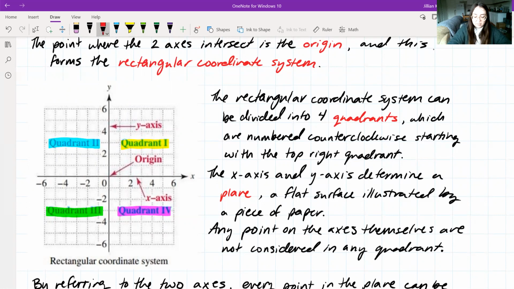So if we identified a point, maybe right here at this mark, which in this case would be a -1, 0 in our ordered pair, because our x value in this case is -1 and our y value is 0. In this case, if we had a point such as this, it would not be considered in a quadrant. If it is on one of the axes, it is not in any quadrant.